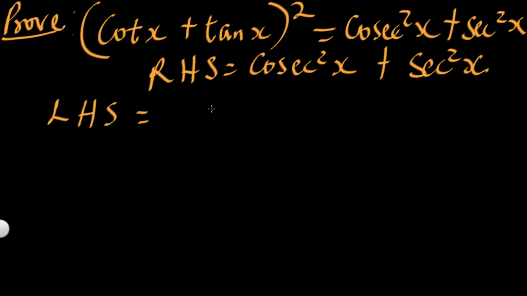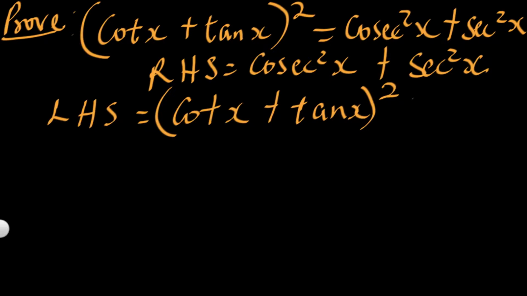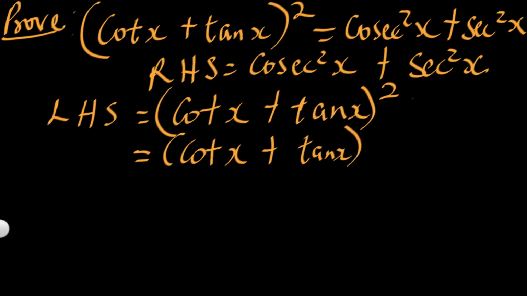LHS is equal to cot x plus tan x, squared. So we assume here that you know your algebra, you know how to expand this bracket. This is what it means. What I have here means cot x plus tan x bracket times this cot x plus tan x. So I'm going to expand these two brackets.